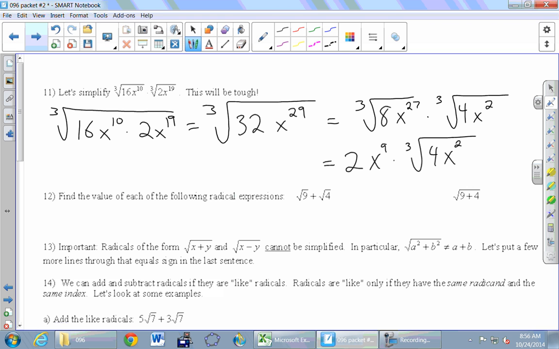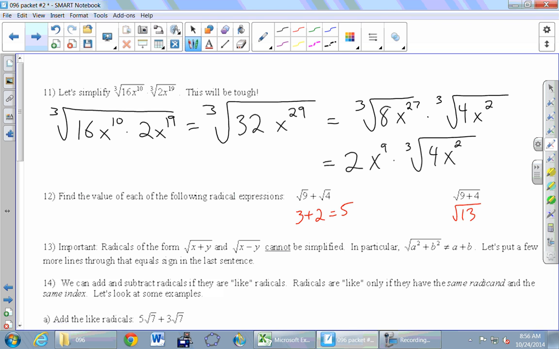Okay, number 12 asks us to consider square root of 9 plus square root of 4 compared to square root of 9 plus 4. So let's do the addition way first. So what's the square root of 9? 3 plus 2 is 5, so that's definitely equal to 5. No big deal. This is the same as the square root of 13, which isn't a very nice number. In particular, is it equal to 5? No. So why am I showing you this example?